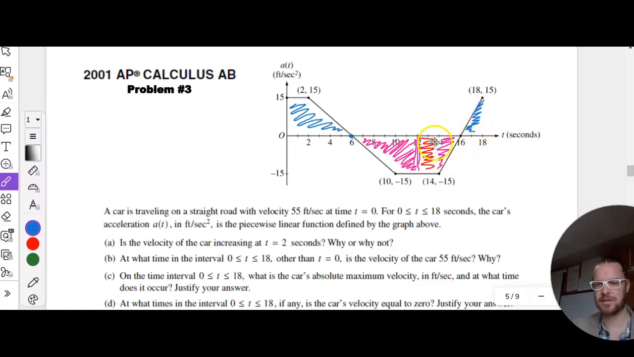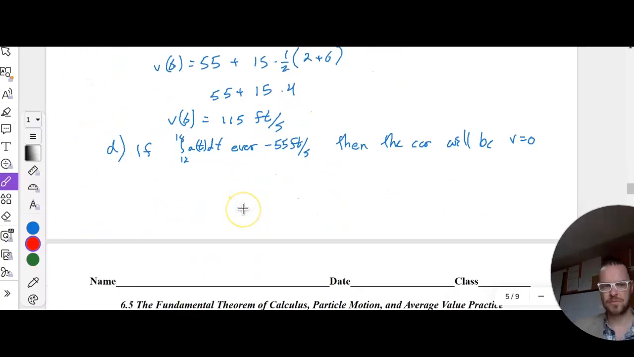Because we know those two triangles cancel, we can really just find the area of this red part here. If I find the area of that red part, that's going to give me the amount that it continues to slow us down. And that's going to be a width of 2 and a height of -15. So that's actually going to be the integral from 12 to 14 of a(t) dt, which is equal to 2 times -15. So that gives us -30.